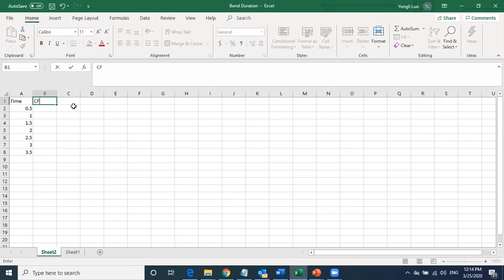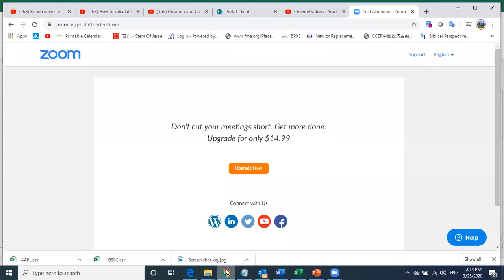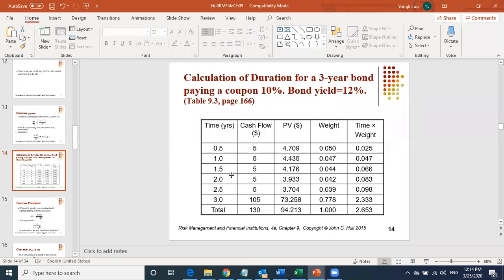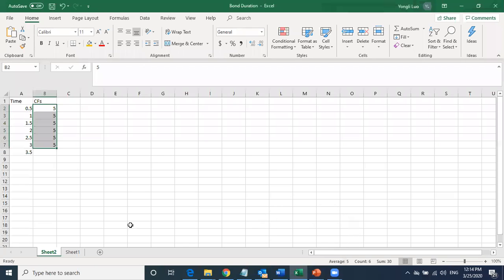So you have cash flows. Okay, cash flows, that's the coupon and the par value. So you receive coupon. And so we have, let me go back to check. Okay, this is a 3-year coupon, the coupon rate is 5% paid semi-annually. Okay, the bond yield is 12%.